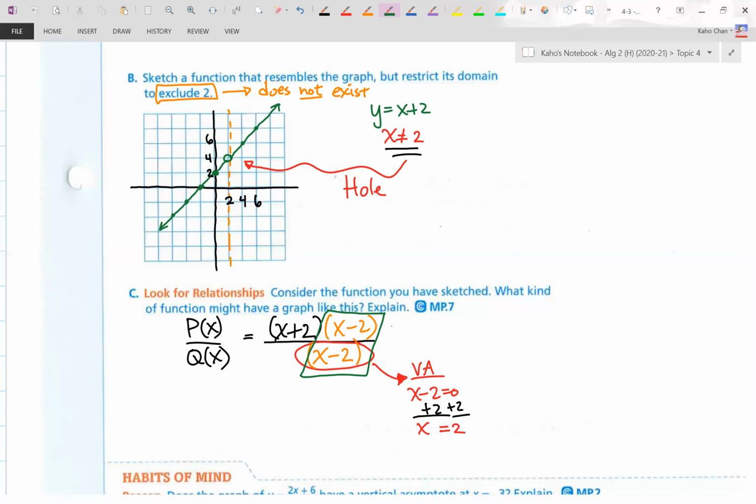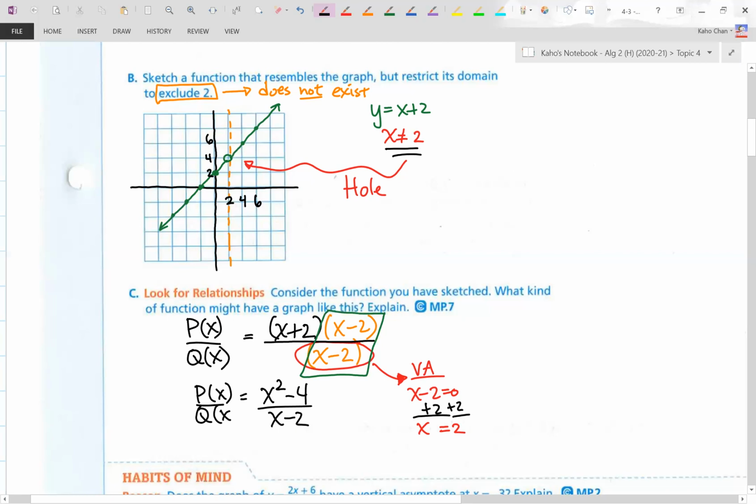So what are we trying to say? This function, x plus 2, can be rewritten if you were to simplify the numerator as, and in fact it's a product of conjugates there, x plus 2 times x minus 2. When you FOIL it, you'll get x squared minus 4 all over x minus 2. It is a rational expression, but it graphs a line with a hole in it. Isn't that strange?